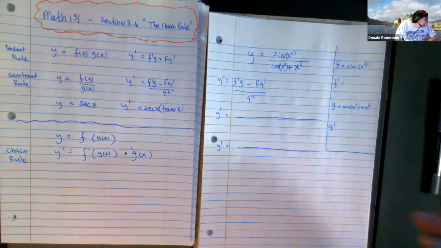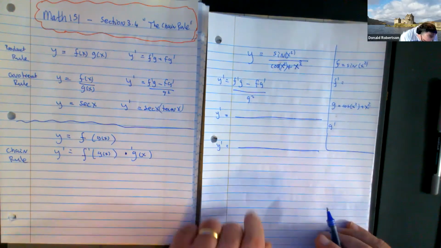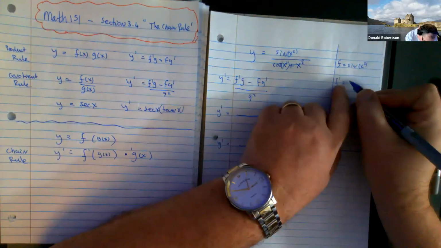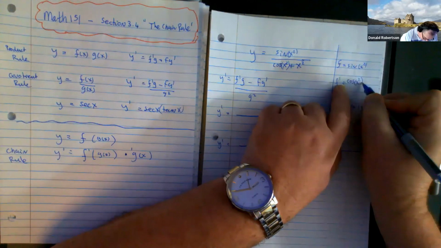Okay, last few things. Here goes. Top guy is the sine of x squared. If you differentiate a sine of something, you get the cosine of that something, and then you finish with times 2x.